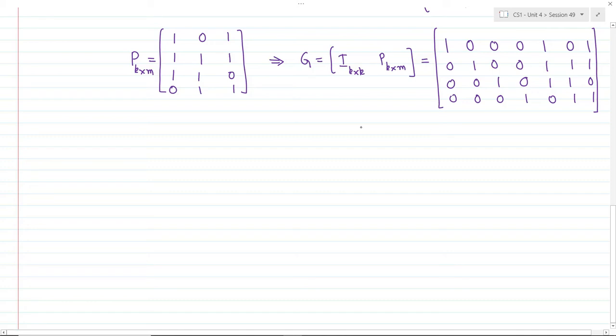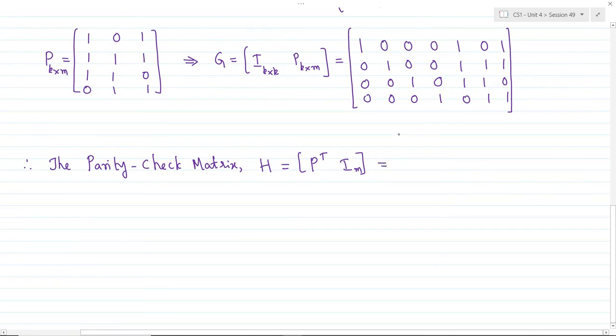Also, from the knowledge of the parity matrix P, we can write the parity check matrix, which is represented as H. We know earlier that for any systematic linear code, it is given as P transpose, I, the identity matrix. Here, since P transpose is M cross K, there will be M rows, and the identity matrix will be of the order M, and hence we can have the parity check matrix as well.